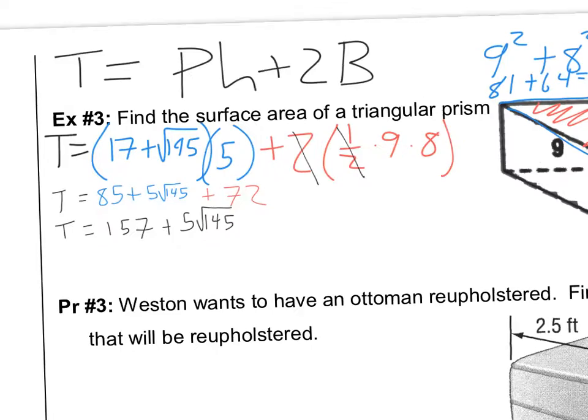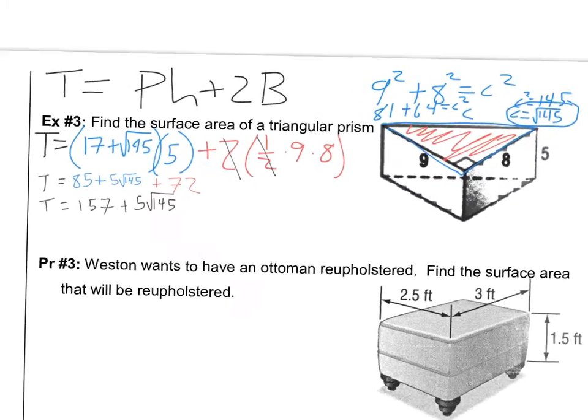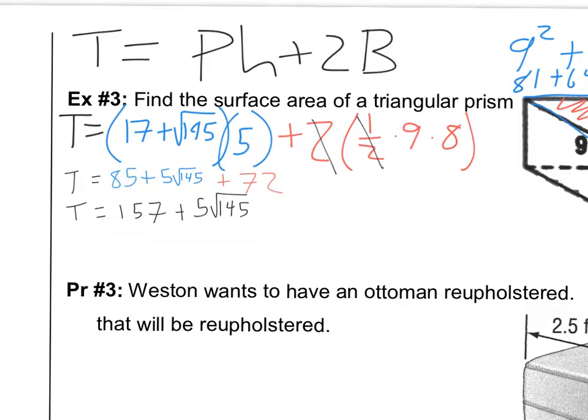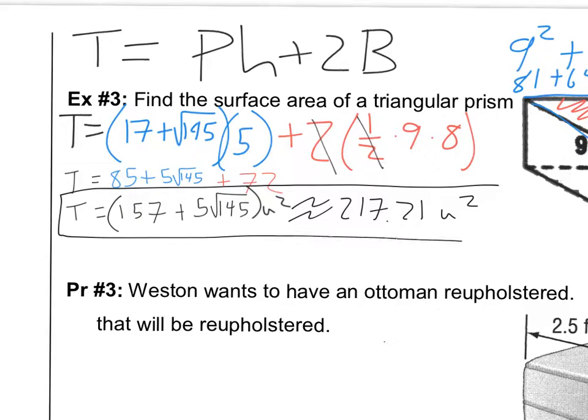And again, that would be in units squared. Let's see, what were my units? They didn't give them to me. So I would just do parentheses, units squared. And when I plug that into my calculator, it's approximately 217.21. Again, that's in units squared. So either one of those are potential answers depending on what form they ask it in.